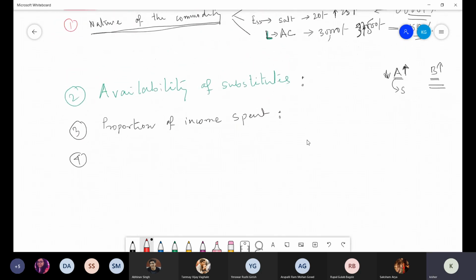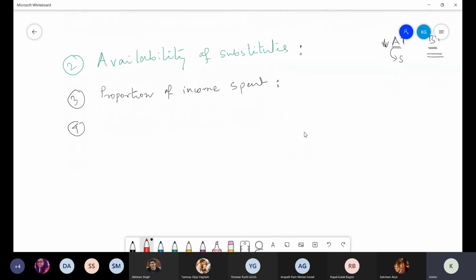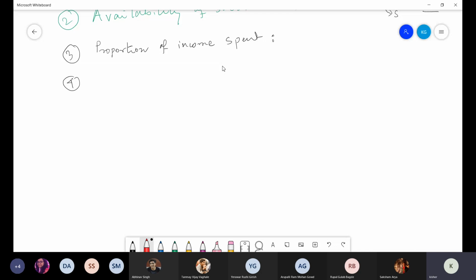The determinants I mentioned so far: nature of the commodity, availability of substitutes, which means the closer the substitute, the higher the elasticity value. If it is a luxury item, it will be highly elastic. If it is an essential commodity, it will be less elastic. Proportion of income: if under a particular commodity you are spending a high proportion of your income, it will be elastic. Otherwise, if it is a very small proportion of your income, it will be relatively inelastic.